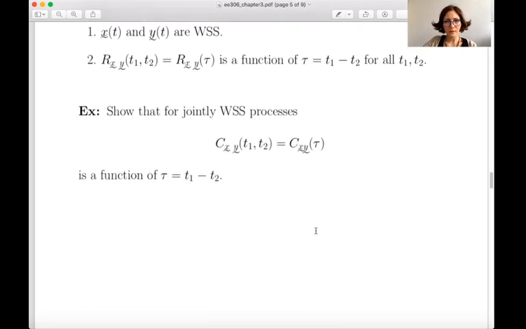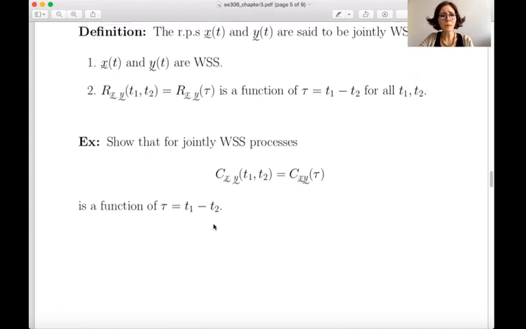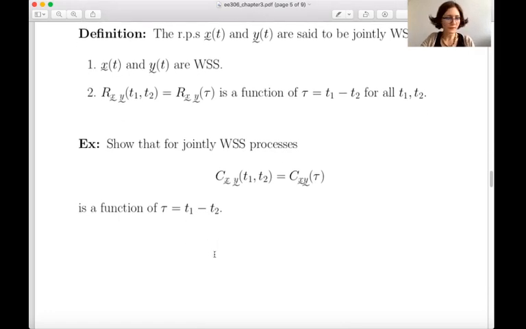So let's look at this very simple exercise. We are asked to show that for jointly wide-sense stationary processes, remember, jointly wide-sense stationary means that the cross-correlation function is a function of tau. What we are asked to show is that not only the cross-correlation function is a function of tau, the time difference, but also the cross-covariance function can be written as a function of only the tau parameter, the difference between t1 and t2. So this is a simple exercise, so let's go through this.